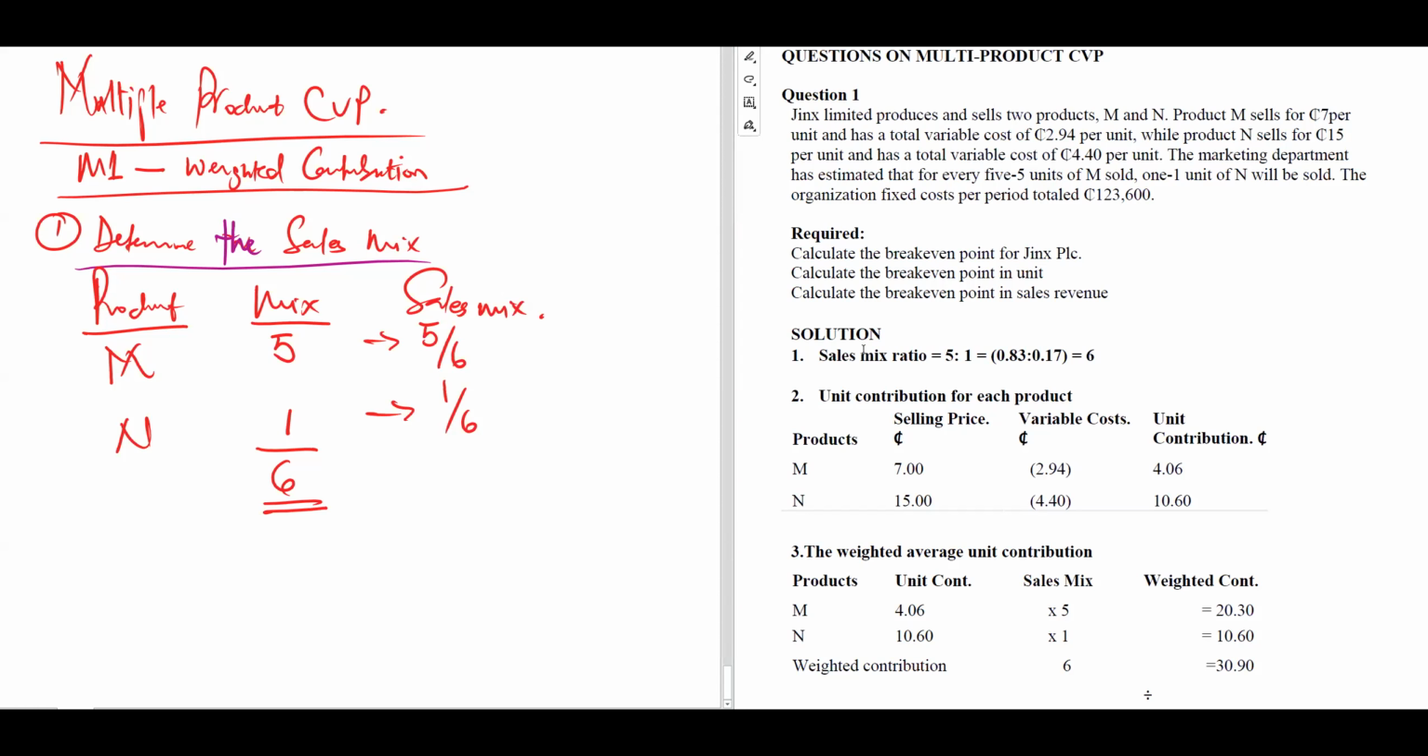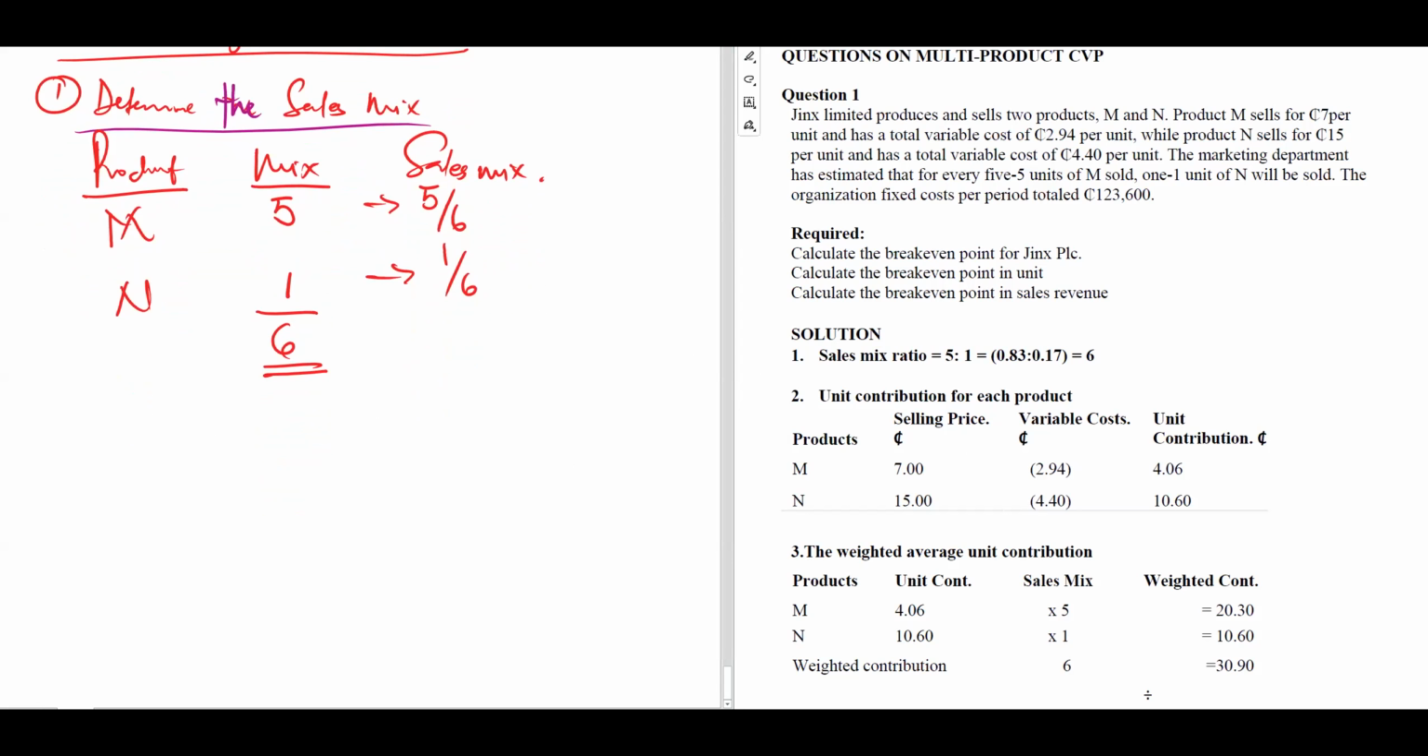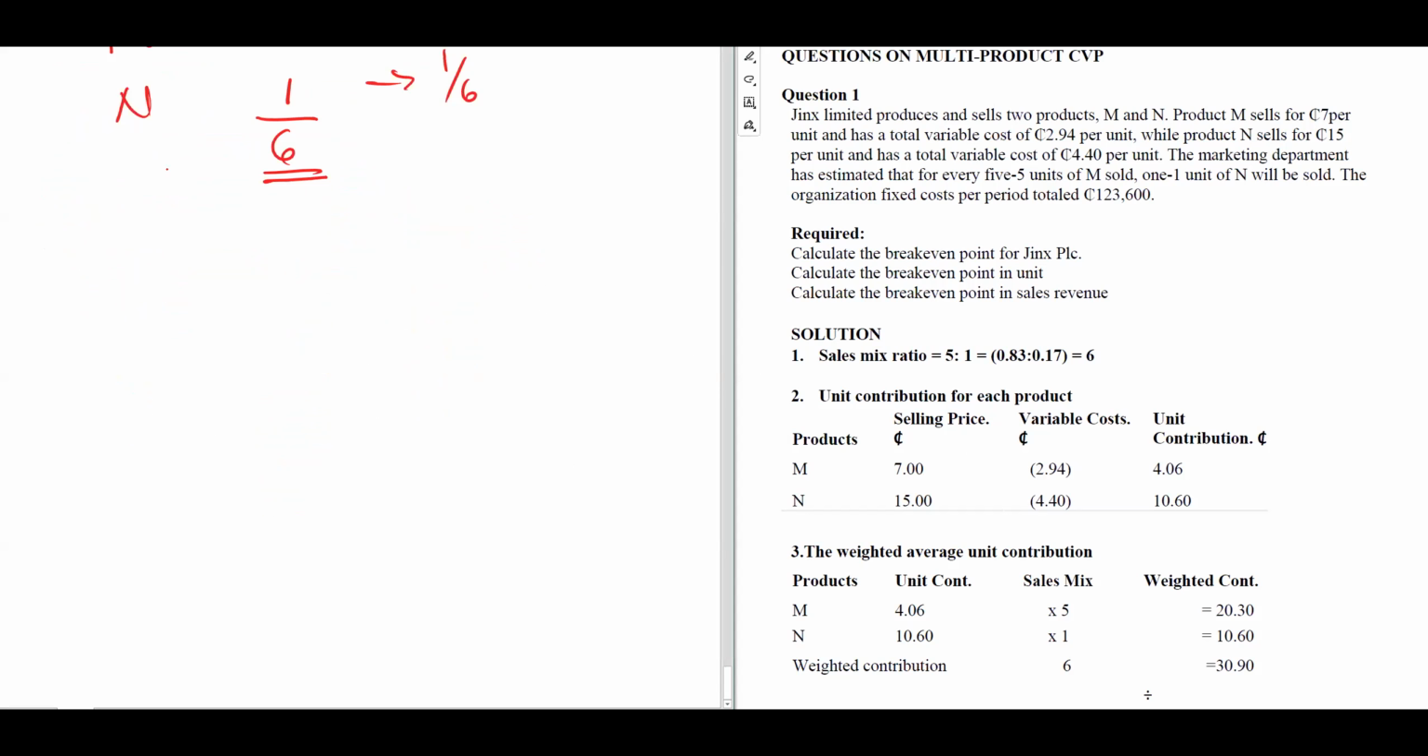Yes, sir. Okay. Now that we have our sales mix, because we want the weighted average contribution, we are going to weight the contribution against the sales mix, right? So the next step is to find our contribution per unit for each product. How do we find contribution per unit? We have 2 products, product M and product N. We learned this: contribution is selling price minus variable cost.